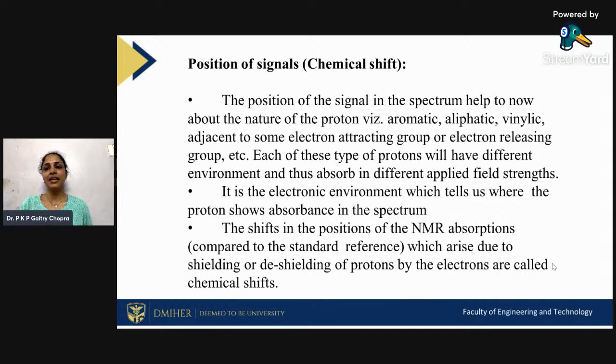The electronic environment will basically tell us about your nucleus. For example, in H1 NMR, the electronic environment around the hydrogen nucleus will determine its absorbance, that is, the corresponding signal in the NMR spectrum. The shift in the positions of the NMR signals as compared to the standard, which arises due to shielding and deshielding of the protons, is called the chemical shift. Now you will understand in the coming few slides what is shielding, what is deshielding and what actually is chemical shift. Now please, next slide.